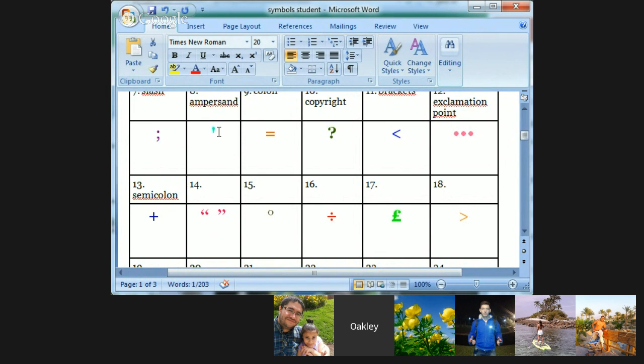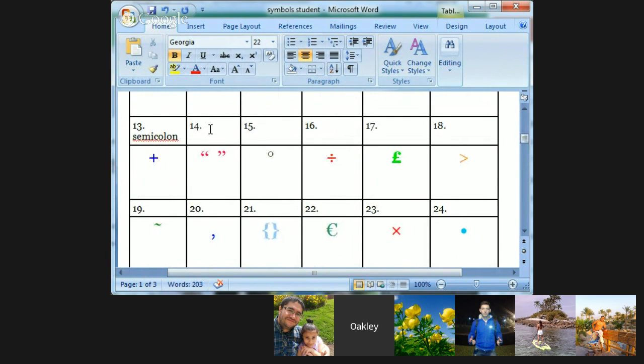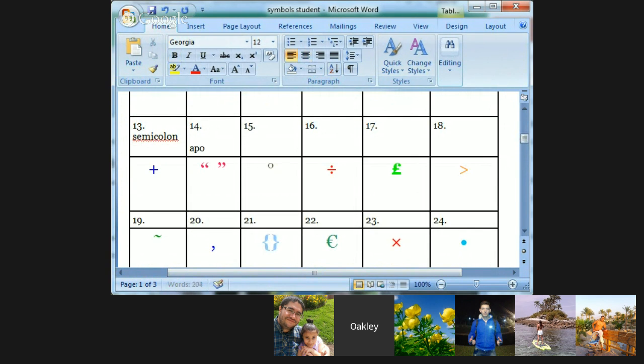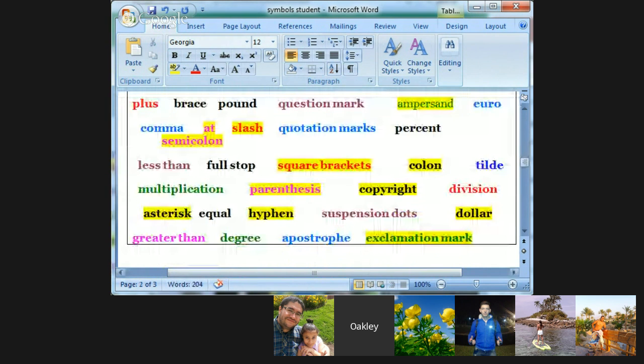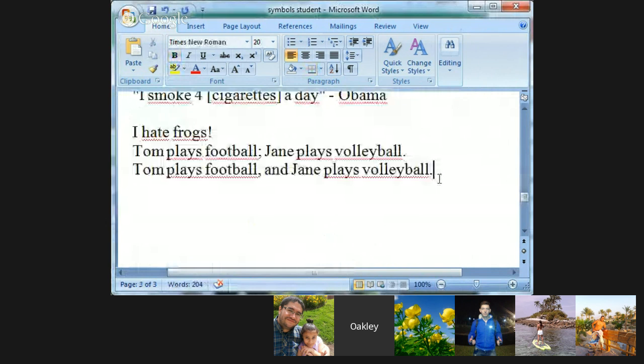Next, this little guy here. Okay, Kadir, can you see this thing? What's this one? An apostrophe. Very good. What's an apostrophe used for? I'm not sure. Actually, I know, but maybe I can't explain. Okay. It's used for a few things.